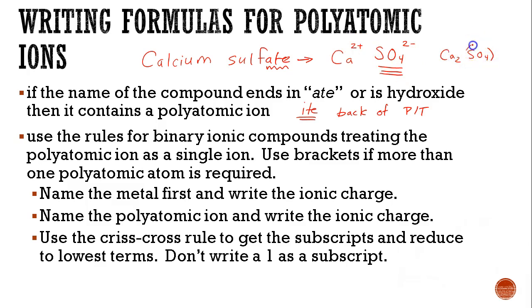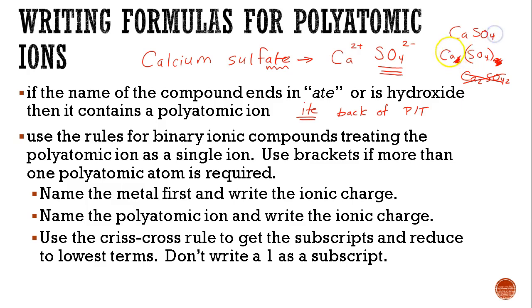Ca2SO4, and I have to put this in brackets now because I have more than one sulfate. So whenever you have more than one polyatomic ion, you have to actually put it in brackets. Why? Well, if I wrote Ca2SO42, that sounds like I have 42 oxygens, which is wrong. I have 2 sulfates, not 42 oxygens. So anytime you have more than one polyatomic ion, it has to be in brackets. We then have to reduce this to the lowest amount to be neutral. So it's going to be CaSO4, and I'm going to get rid of that bracket now because I just have one sulfate.